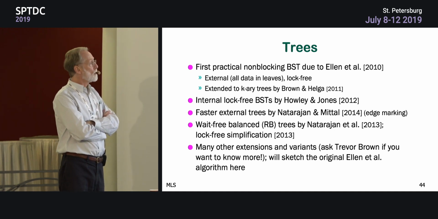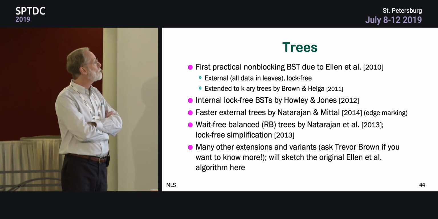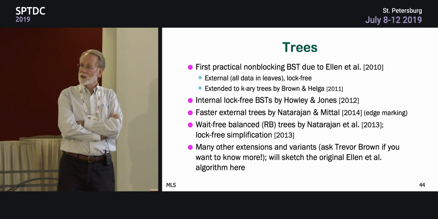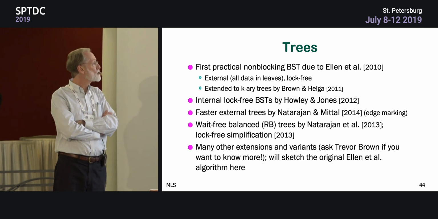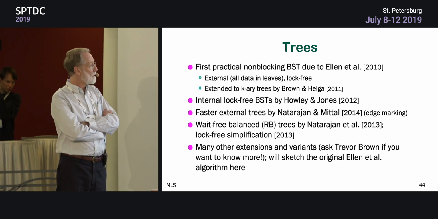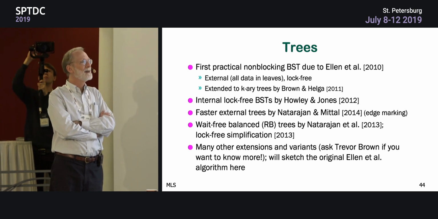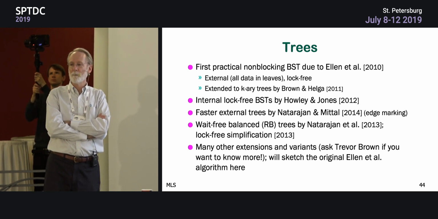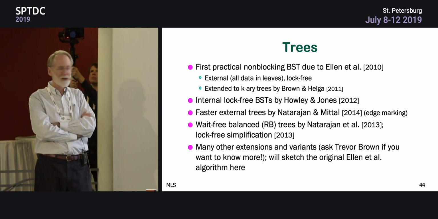There is an internal lock-free binary search tree, the first that I'm aware of, by Howley and Jones, that came a couple of years later. That has data in internal nodes, not just in the leaves, so on average it's one level shorter than the external leaf-only tree. There are faster external trees from Natarajan and Mittal. I may talk a little bit about that in a minute. That extends the work of Ellen et al. by more clever marking of potential collisions in the tree so that you get more concurrency among operations that are nearby each other but don't strictly interfere with each other.